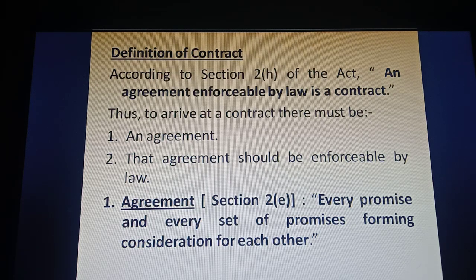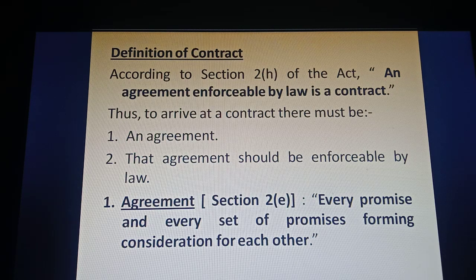That means to say, to constitute a contract, there must be two things. First of all, there must be an agreement, and that agreement should be enforceable by law. If there is no agreement, there will be no contract. And if there is an agreement, but it is not enforceable by law, then it will not become the contract. So, to fulfill both the conditions, there must be an agreement and that agreement should be enforceable by law.